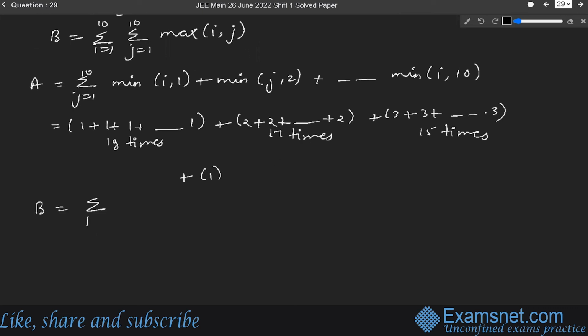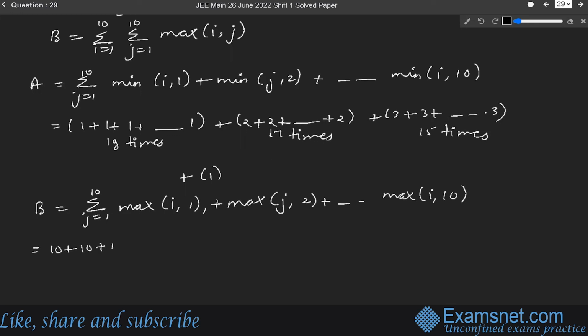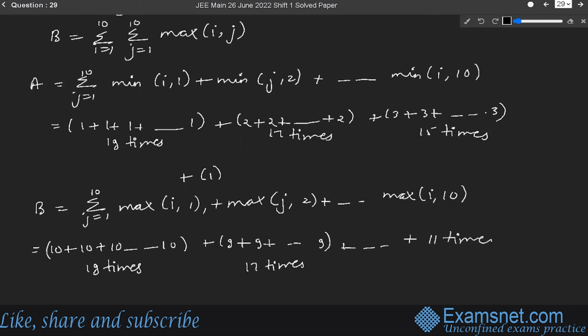Similarly, B will be equal to the summation of j equals 1 to 10 of maximum of i comma 1 plus maximum of i comma 2 plus so on up to maximum of i comma 10. So this will be equal to 10 plus 10 plus 10 again 19 times, plus 9 plus 9 plus 9 and so on 17 times, plus so on up to 1 which is 1 time.